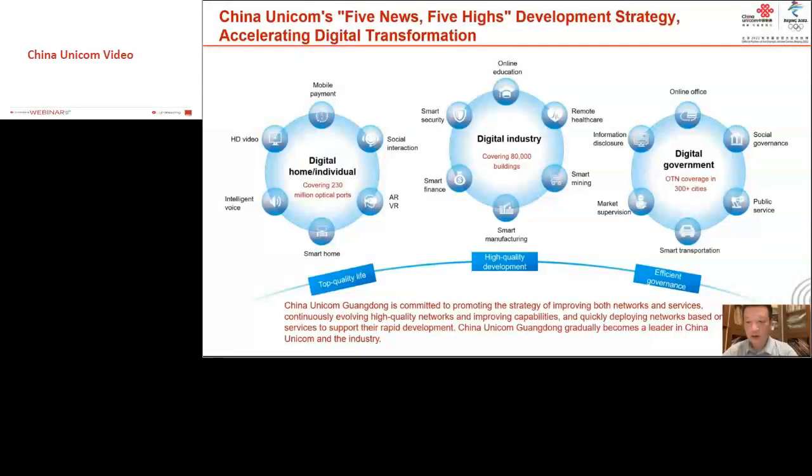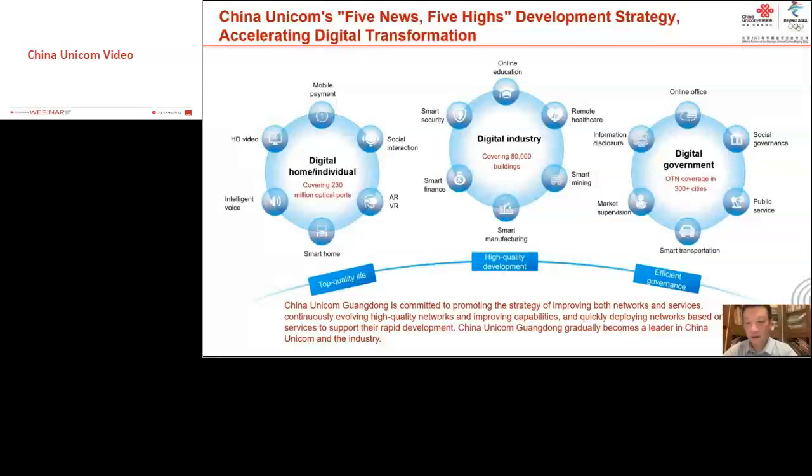China Unicom has provided 230 million optical ports to provide high-quality broadband for thousands of households. Second, digital industry application mainly focuses on online education and telemedicine. Currently, China Unicom has covered 80,000 buildings nationwide. Third is the digital government application. Currently, China Unicom's government and enterprise quality network has achieved OTN coverage in more than 300 cities in China.